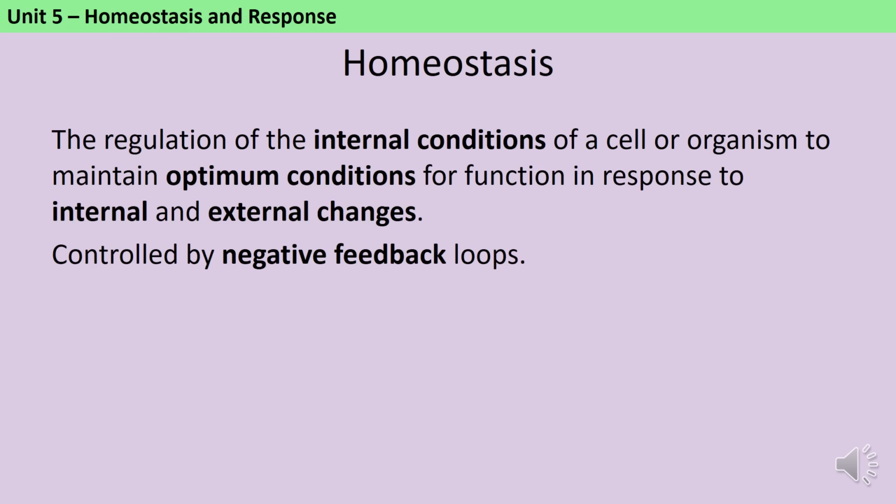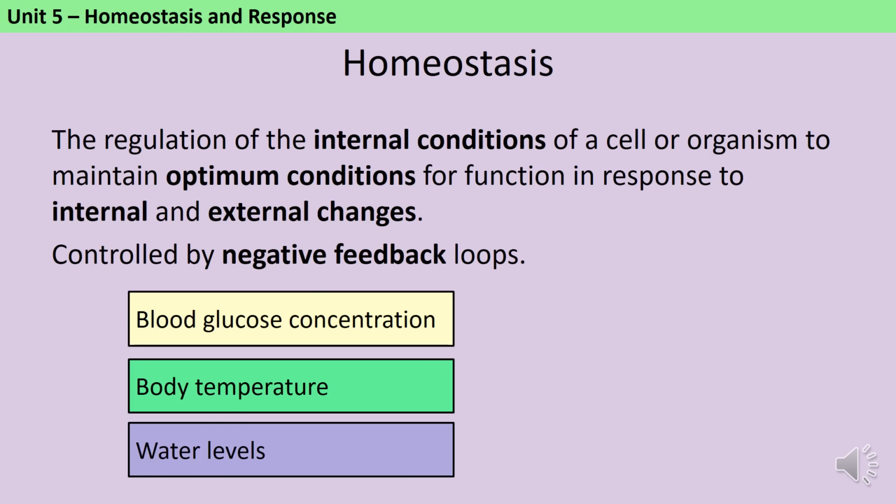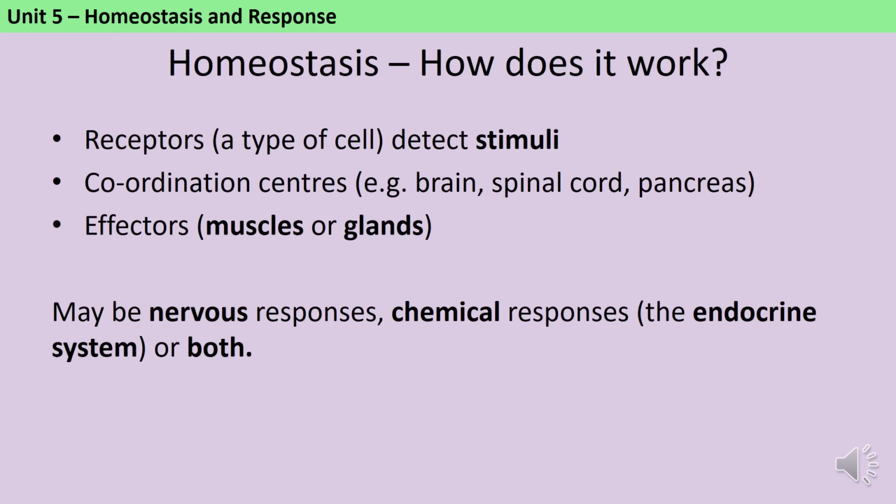Many of these changes are controlled by negative feedback loops. Negative feedback works when a change in the environment is sensed and a response is created. For instance, maybe a hormone is released. That hormone will be released until the point where that change in the environment has been overcome, and then it will stop being released. The three named examples of changes you need to be aware of for GCSE biology are blood glucose concentration, body temperature, and water levels.